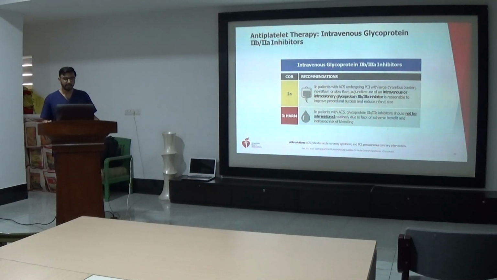Intravenous GP2B3A inhibitor. So many times primary angioplasty has been done and flow has been achieved, but some microthrombi or spasm will lead to slow flow, no flow. In that condition it works. So ACS undergoing PCI with heavy thrombus burden, no flow, slow flow: intravenous GP2B3A inhibitor, tirofiban, improves the procedural success and infarct size. They say that routinely you cannot use it because it will harm the patient.